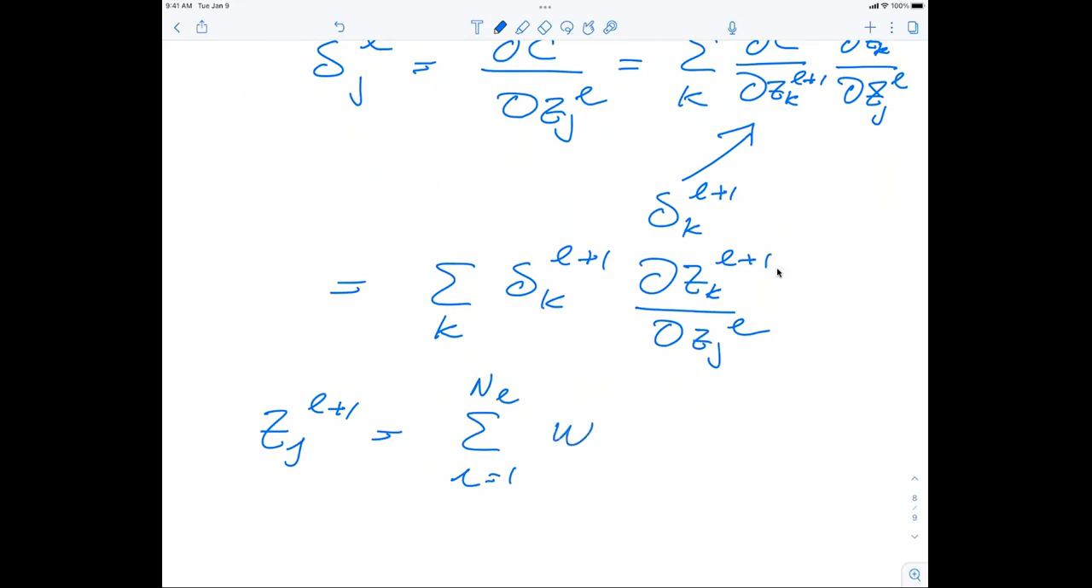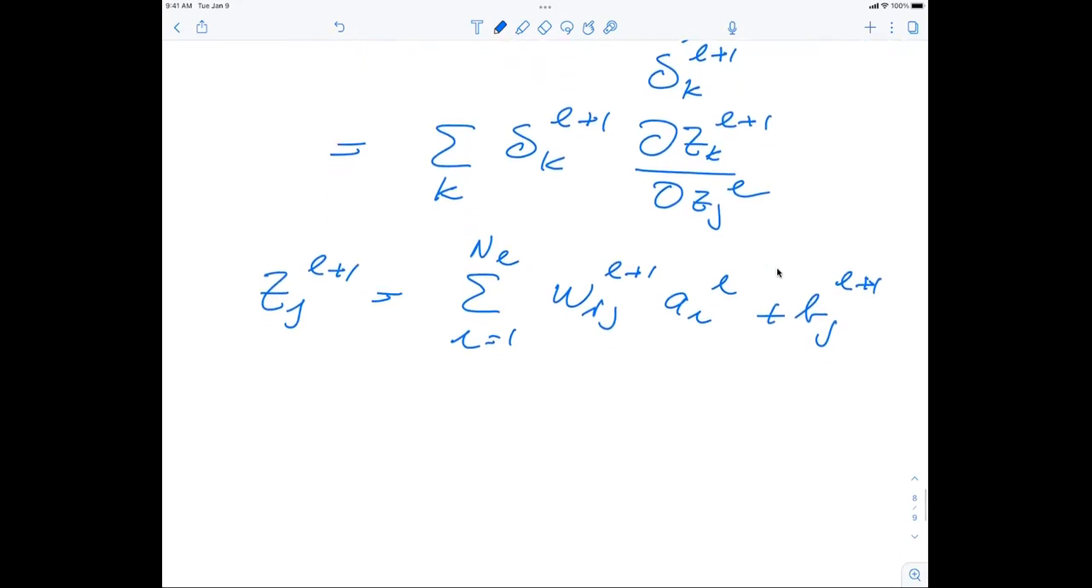So we would have a W_ij of L plus 1, and this is multiplied with a_i of L plus b_j of L plus 1. So this is a definition which we used. And now you see that if I take the derivative of that quantity with respect to z_j of L, so that means I'm going to take the derivative of the quantity here with respect to this quantity. What I need to remind myself then is that this is a function of z_j of L.